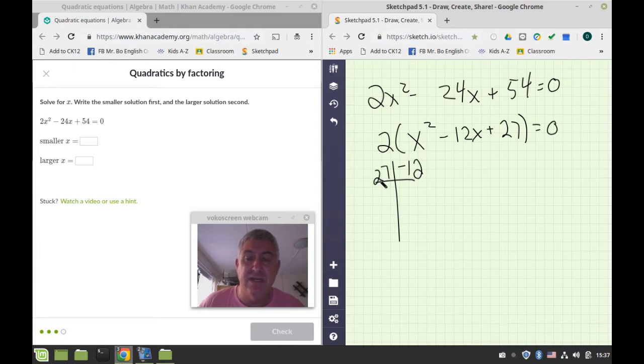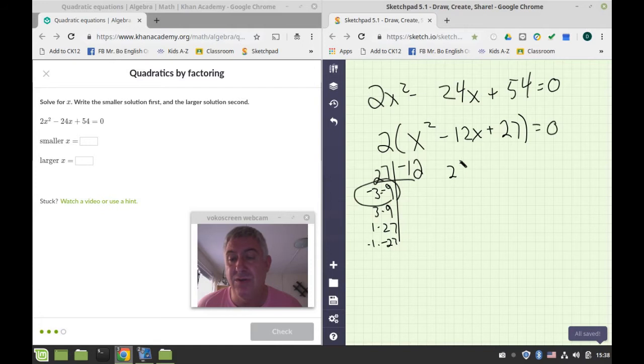So 27 is negative 3 times negative 9, 3 times 9, 1 times 27, and negative 1 times negative 27, and that's about it. So obviously our negative 12 comes from this one, so we have 2 times (x minus 3) times (x minus 9) is equal to 0.